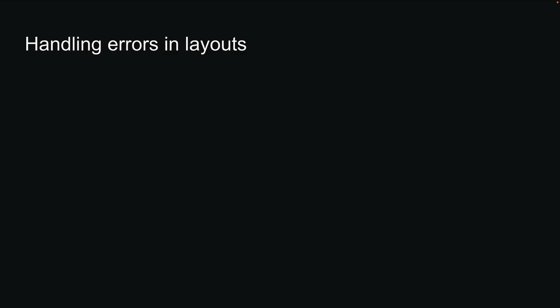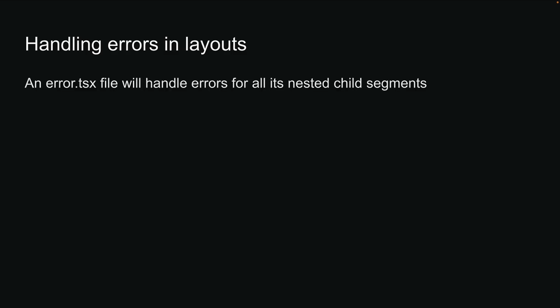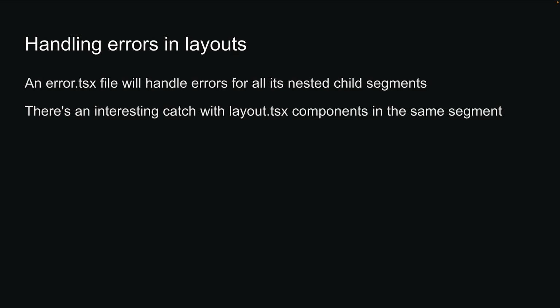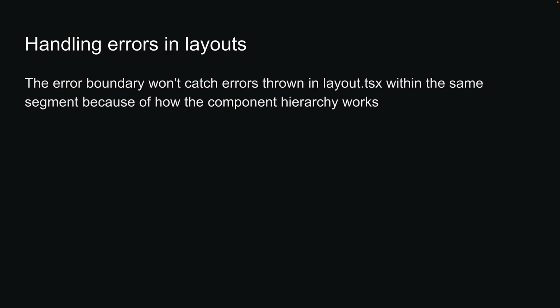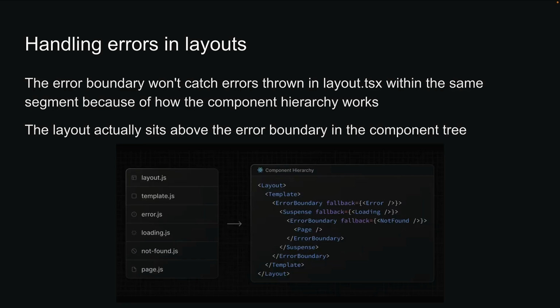After handling errors in nested routes, let's tackle something equally important, handling errors within layouts. We know that error.tsx handles errors for all nested child segments, but there is an interesting catch with layout.tsx components in the same segment. The error boundary won't catch errors thrown in layout.tsx within the same segment because of how the component hierarchy works. The layout actually sits above the error boundary in the component tree.